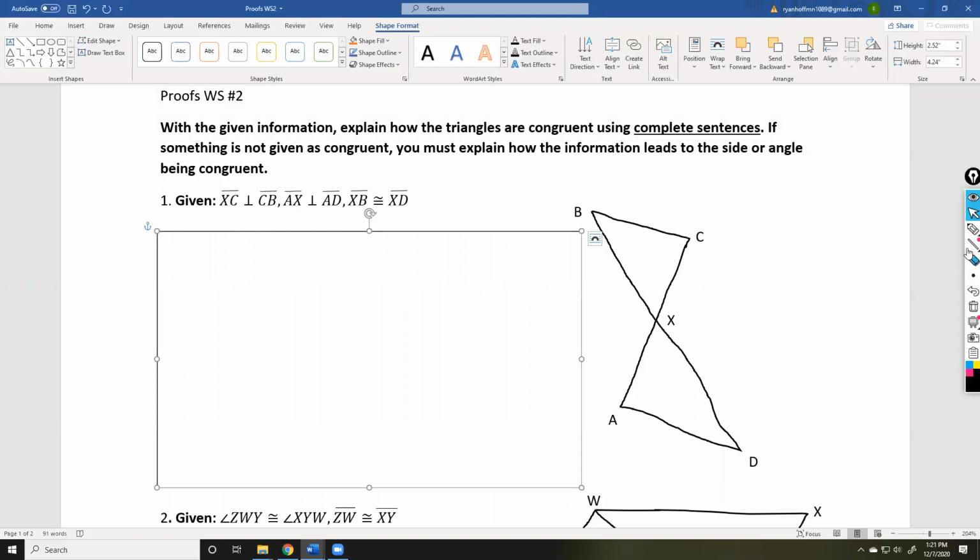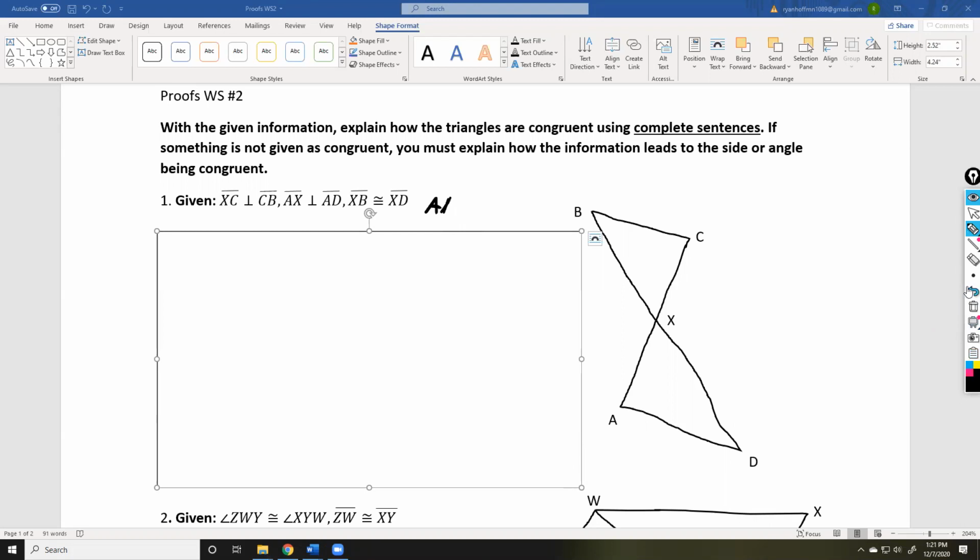So I'm going to start with highlighting the directions here. With the given information, explain how the triangles are congruent using complete sentences. Complete sentences. This is the key part. If I just see you say angle, angle, side here and call it a day, then I'm not giving you credit for this assignment because that's not what you're supposed to do.